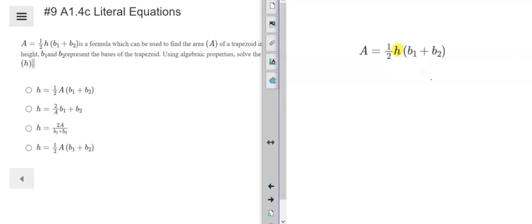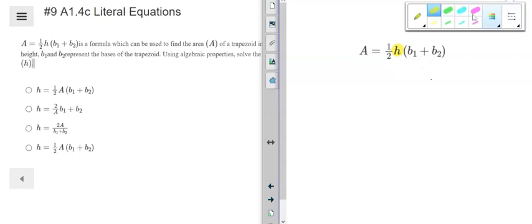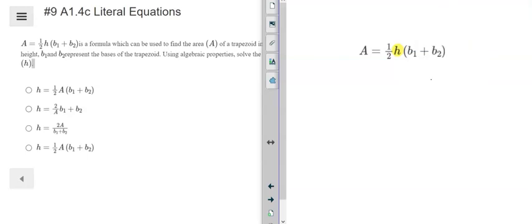Which means that I need to move everything away from it. I'm going to look at it and see what is the best way to move things, or what the relationship between h and everything else is. It seems like h is being multiplied to this parentheses and also to this 1/2. That's good because multiplication is easy to get rid of. Let's get rid of the parentheses first. I can divide both sides by whatever is in the parentheses, the whole thing right there, and that crosses that out.